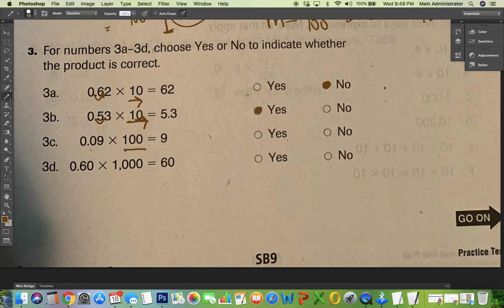This one looks like I'm going to move my decimal twice because I have 2 zeros, so here we go, 1, 2, my answer should be 9, it works. And last, I have 1,000, so I'm going to move my decimal 3 times, 1, 2, 3, should be 600, and that is not correct. That is SB9.